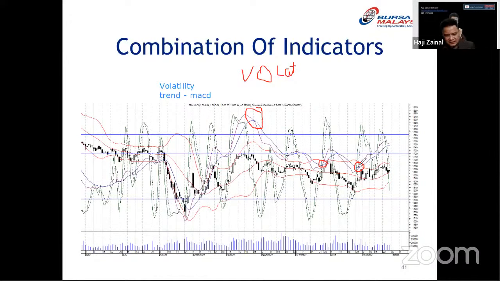So the next question is, where to enter? Which level to enter? There are a lot of ways to enter. You can use a reversal or a breakout. Either reversal or breakout. You can use price action when there is a breakout, or you can use the stochastic to confirm the price action. So where is the price action? This is the price action.